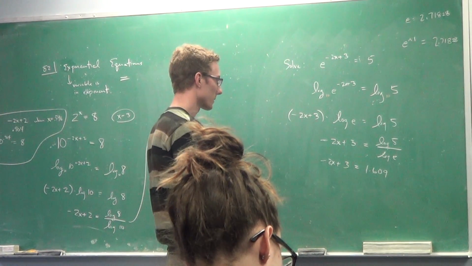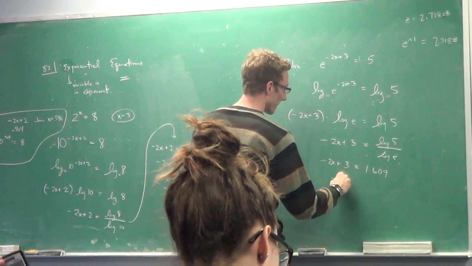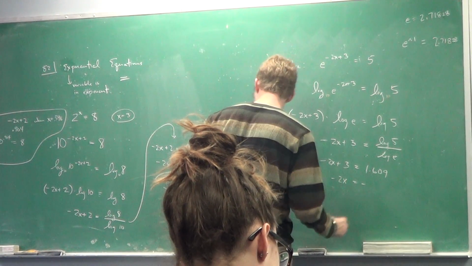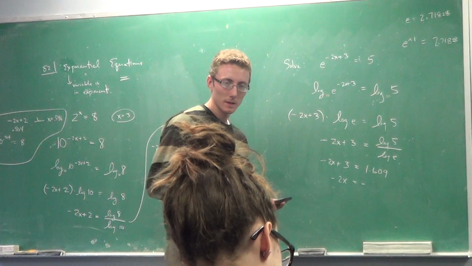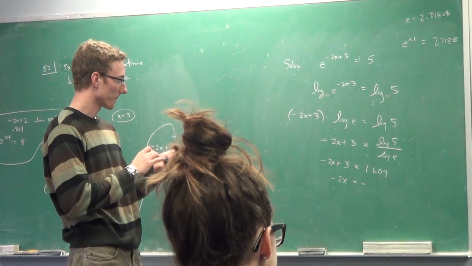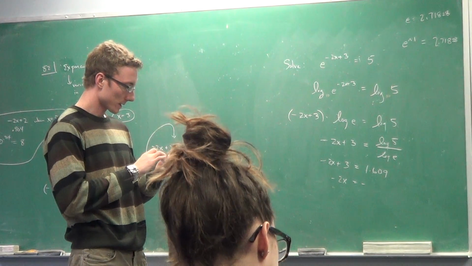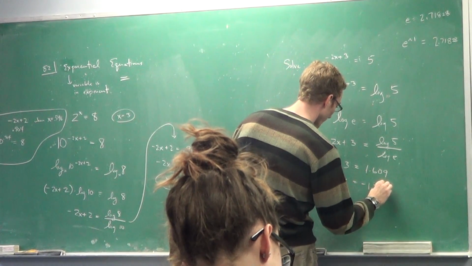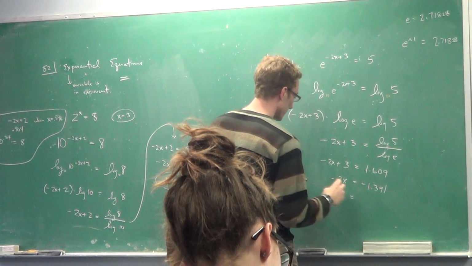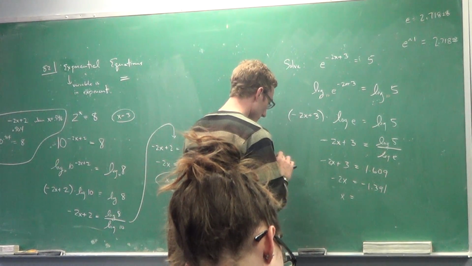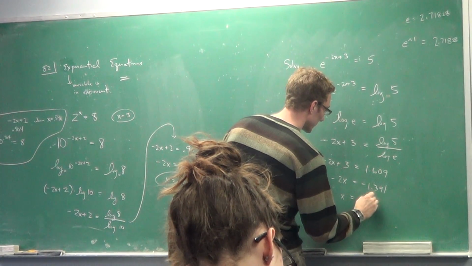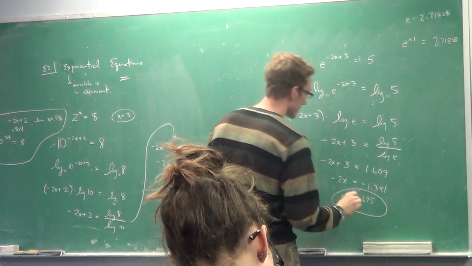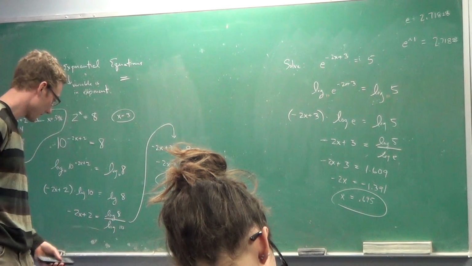At this point, subtract 3 from both sides. Did you get it right? Good. 1.609 minus 3 is negative 1.391, divide by negative 2, and you get x equals 0.695. You can be off by a couple decimal places, that's okay.